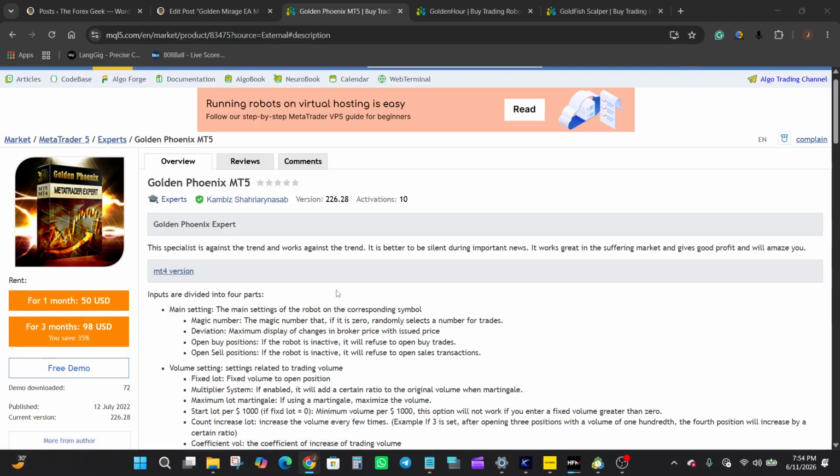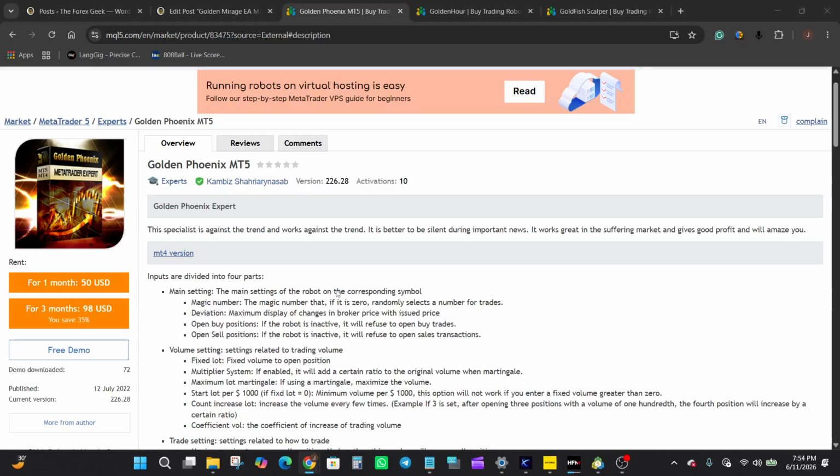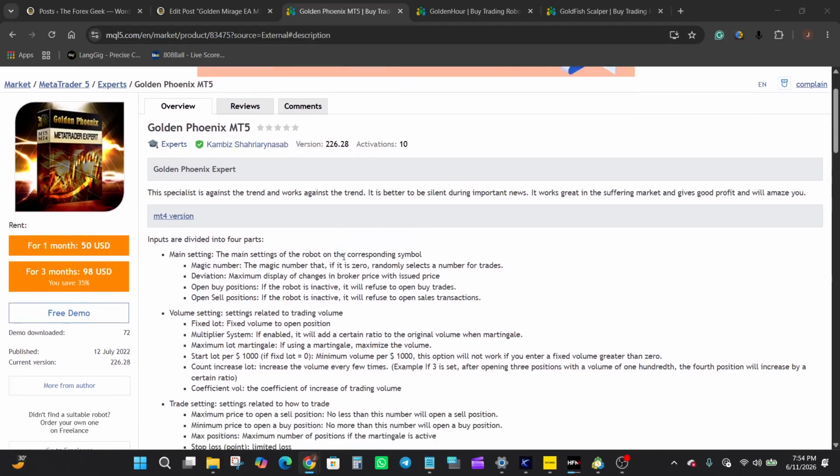Starting with the marketplace overview, the developer describes Golden Forex as a counter-trend trading system. According to the description, the EA is designed to work against prevailing market direction and is intended to perform well during ranging or sideways market conditions. The developer also notes that it is preferable to avoid trading during major news events.